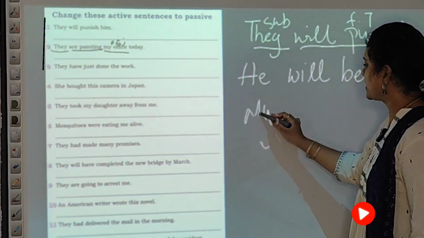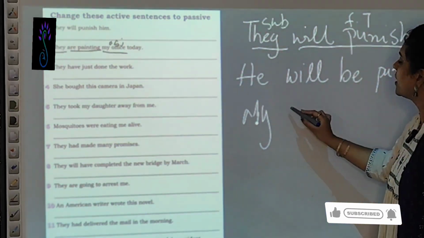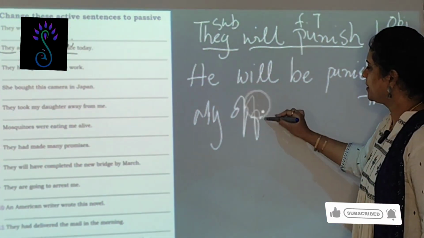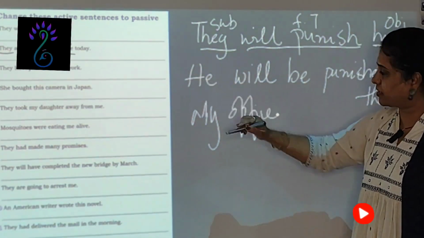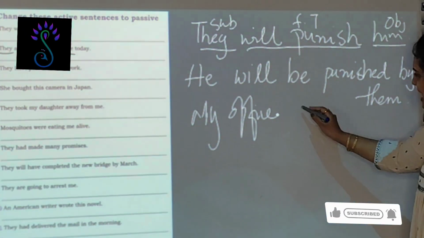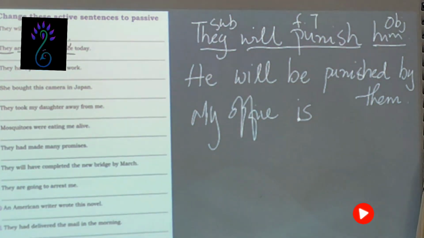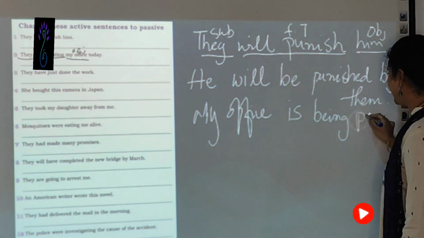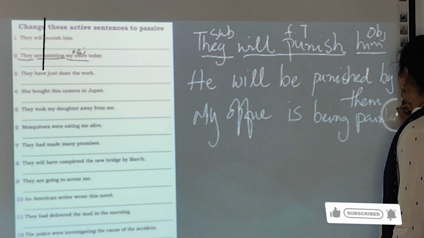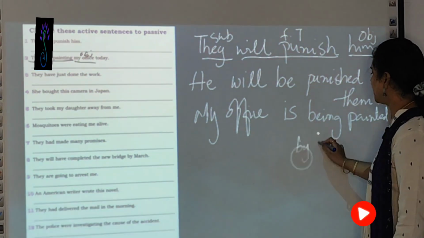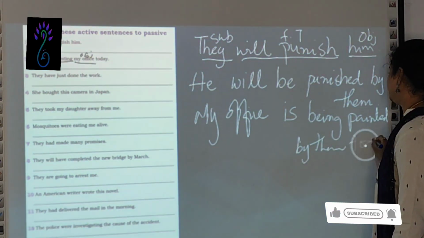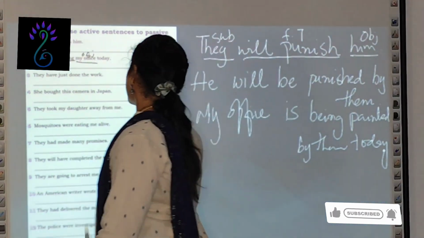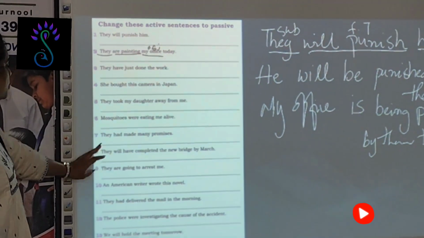My office, subject is converted to object, object is converted to subject. My office, are painting, isn't it? This is singular, so you'll use is. For continuous tense you will use being. My office is being painted, V3 form of painting, painted by them today. Got it? Okay, now this I'll read out and I'll tell you the answer.